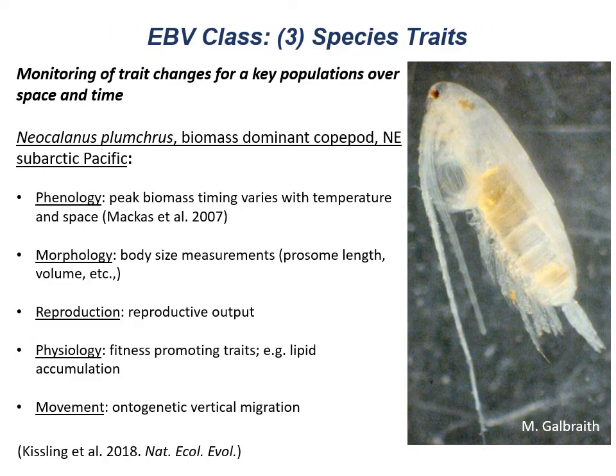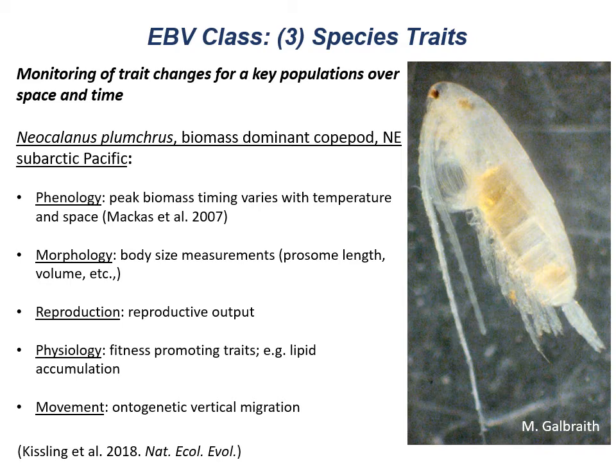So species traits are the third EBV class, and this is effectively a monitoring of trait changes for key populations or target species through space and time. There's some overlap with the functional trait approach I described earlier, but it is different because this approach identifies traits which can and should vary over relatively short temporal and spatial scales. So there are 5 proposed species traits by Kissling et al: phenology, morphology, reproduction, physiology, and movement.